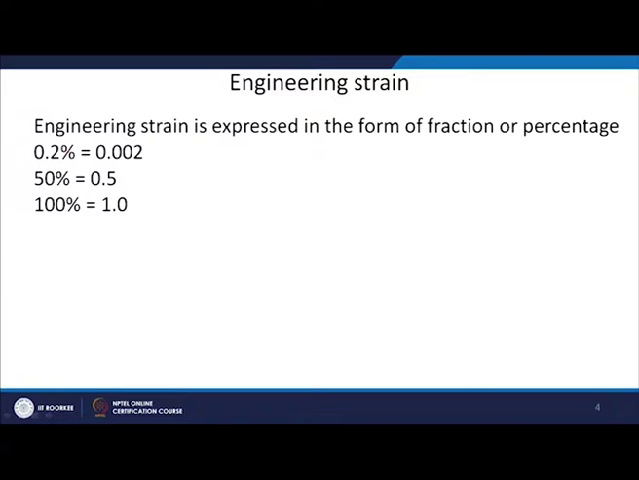If you remember, this is what we said when we were trying to find out the yield strength from a stress strain curve, which is a continuous stress strain curve. We found the yield strength after 0.2% of permanent strain or plastic strain. In fraction it will be 0.002, 50% will be equal to 0.5, 100% will be equal to 1. So, you can express it in different forms, fractional forms or in percentage.